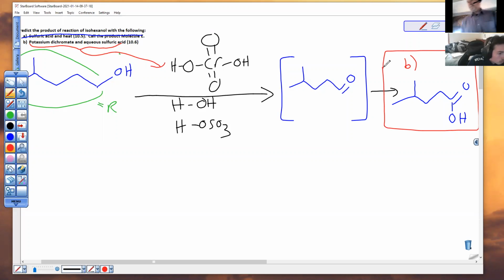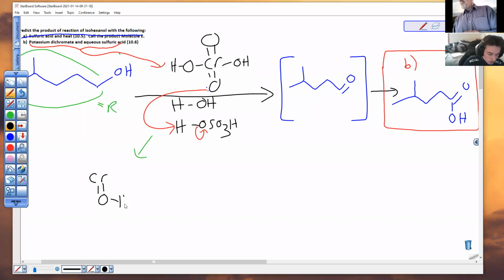And the mechanism we're going to do here. No, and I didn't finish sulfuric acid. Shame on me. Okay. First part is to protonate chromic acid. And you get an activated chromic acid. And chromic acid looks like this. When it's activated, it has an oxonium.